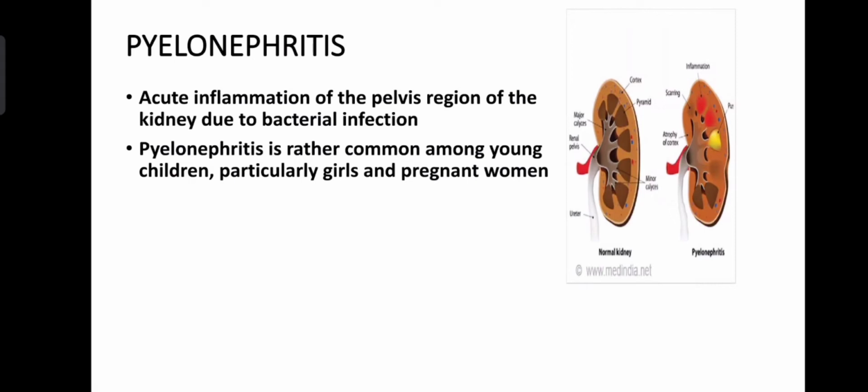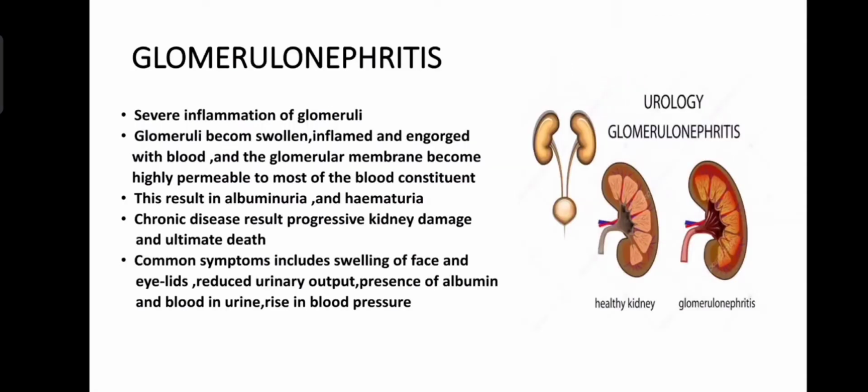Initially, it may be accompanied by high fever, chill, severe back pain, pyuria, high BP, etc. It is common among young children, particularly young girls, and also pregnant women. Glomerulonephritis. Glomerulonephritis is also known as Bright disease. It is the severe inflammation of the glomeruli.